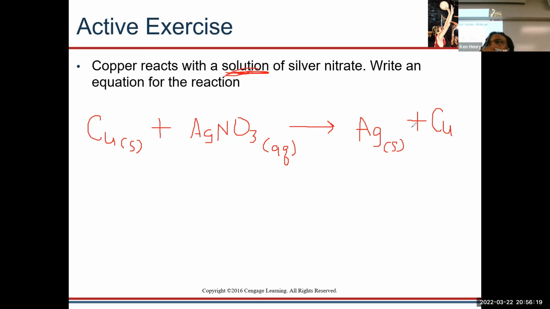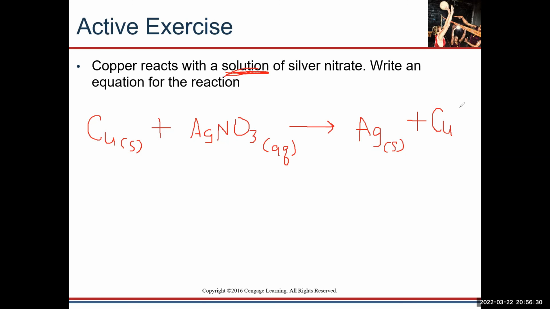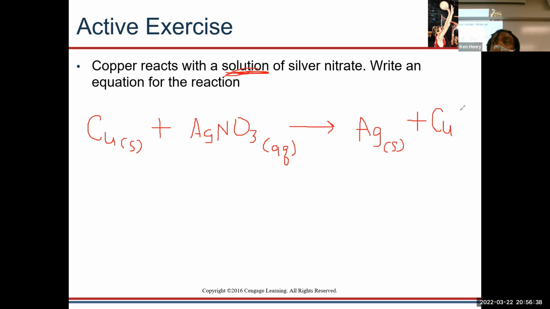So if it's copper 2, how many nitrates will I need to balance it out? What is the charge on nitrate? So it's a negative, right? So then if it's copper 2, I'm going to need how many to balance it out? 2, right? So it's going to be NO3 with a subscript of 2. Okay, is that balanced? No. What do I need to do to balance it?